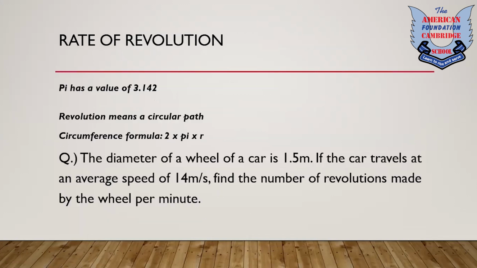Rate of revolution. Distance traveled in a circular path is denoted by 3.142, I hope you all know what pi is. The circumference formula we have already discussed when we were doing geometry: 2 pi r. Okay, let's do a question. The diameter of a wheel of a car is 1.5 meters. If the car travels at an average speed of 14 meters per second, find the number of revolutions made by the wheel per minute.